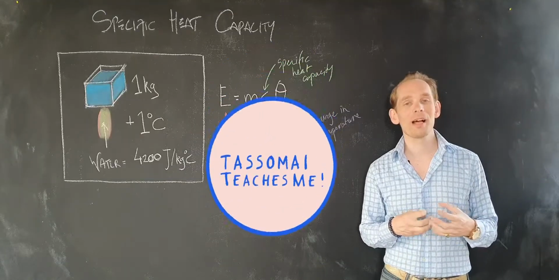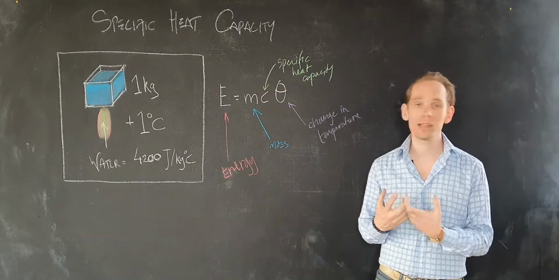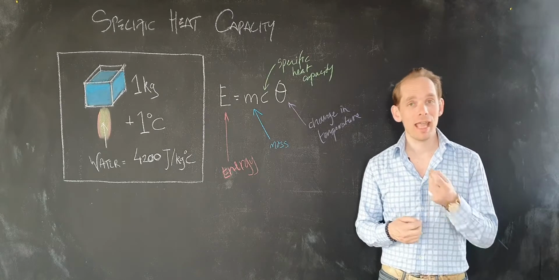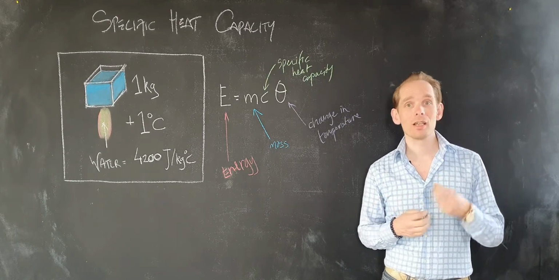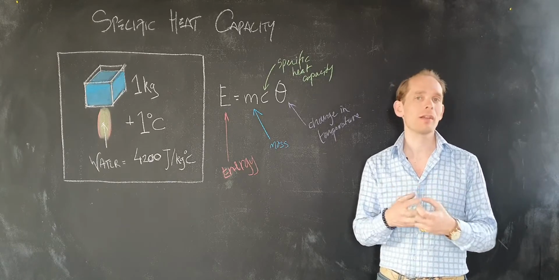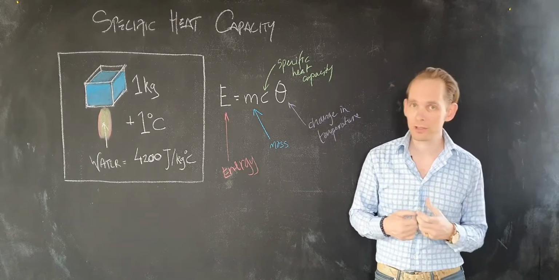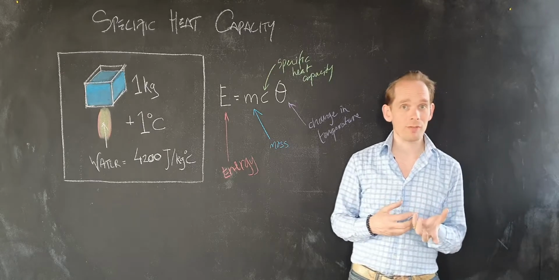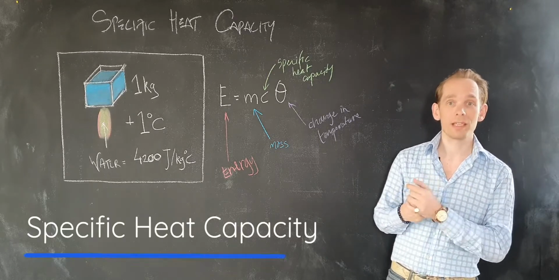This video is about specific heat capacity. So first of all, let's talk about what it actually means. Every material is different. And one of the ways materials differ from each other is the amount of energy required to change their temperature, to increase their temperature. So we have a measure for this quantity and we call it specific heat capacity.